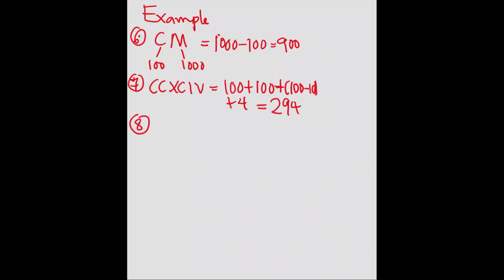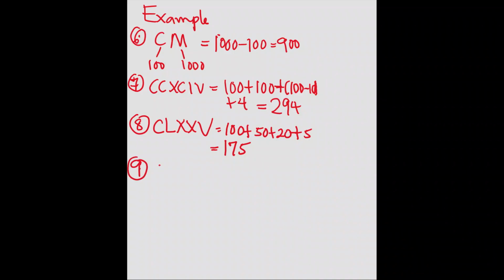And then another example I'm going to do, number 8, will be CLXXV. Okay, so that is 100 plus 50 plus 20 plus 5. So when we add it up, 100 plus 50, 150 plus 20, 170. 170 plus 5 is 175. Okay.